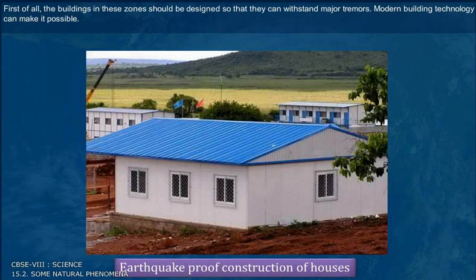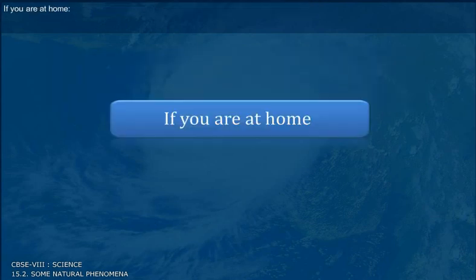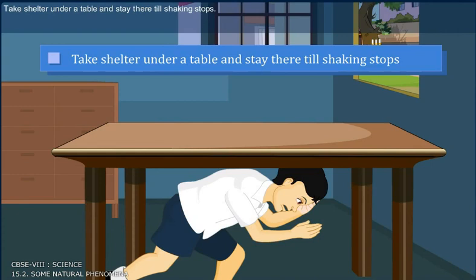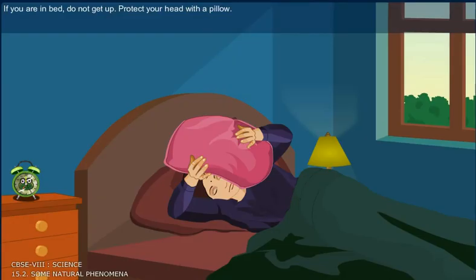Modern building technology can make it possible. In the event that an earthquake does strike, take the following steps to protect yourself. 1. If you are at home, take shelter under a table and stay there till the shaking stops. Stay away from tall and heavy objects that may fall on you. If you are in bed, do not get up. Protect your head with a pillow.